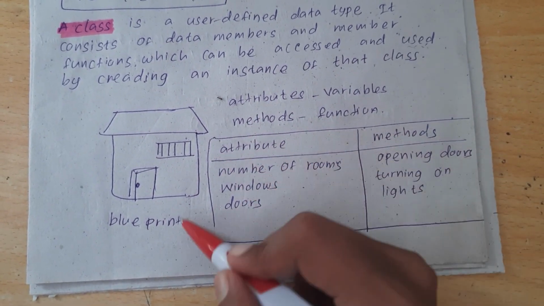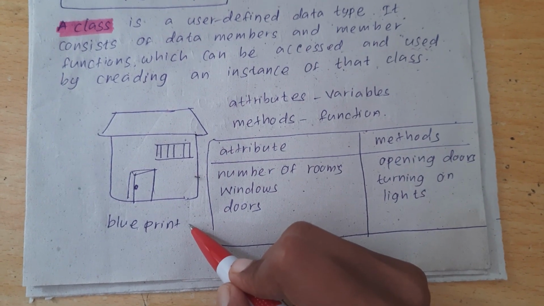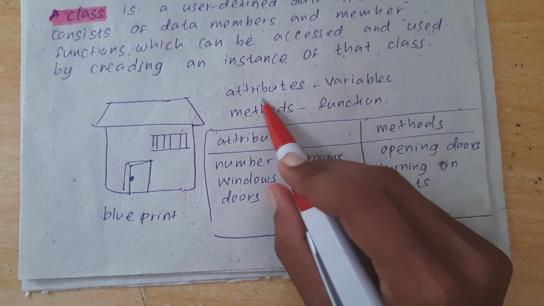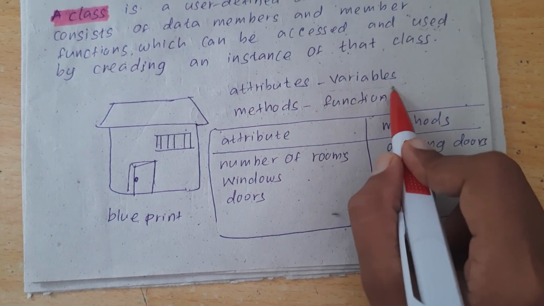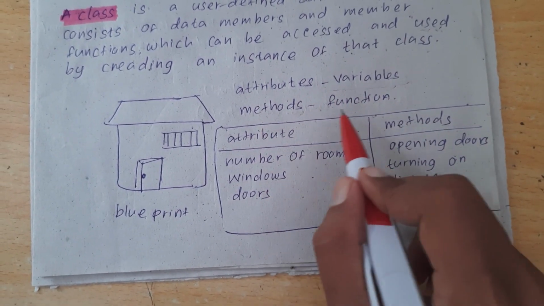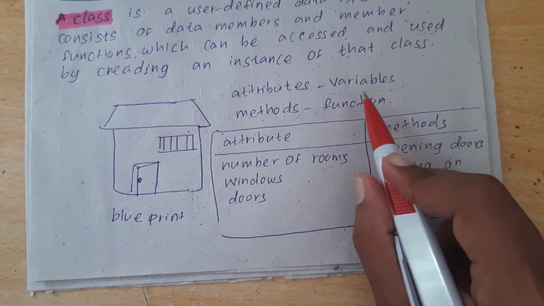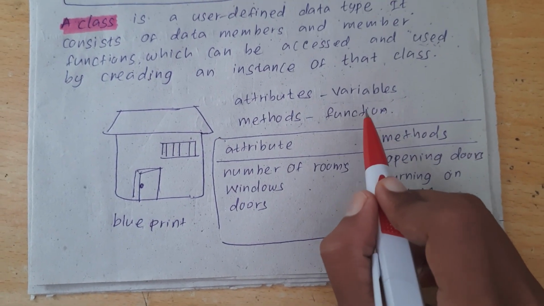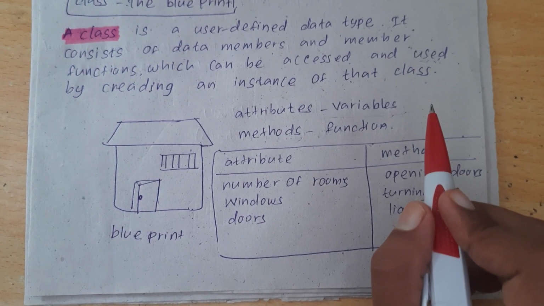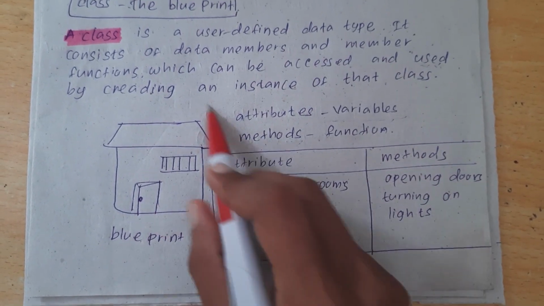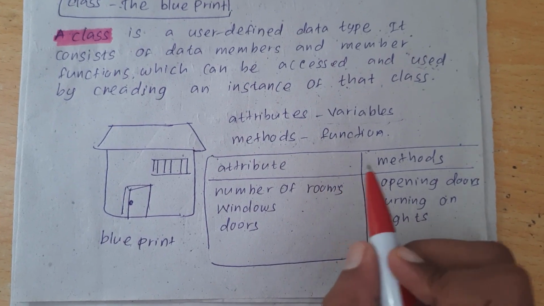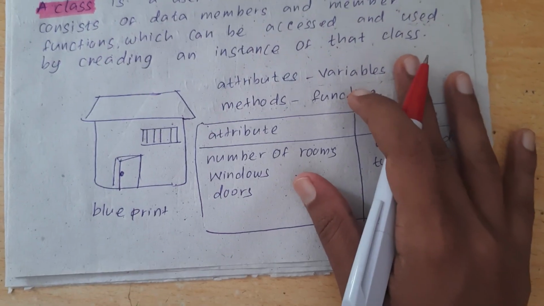Just as a blueprint defines the structure and properties of a building, a class defines the attributes and methods, like functions, that objects of that class will possess. In other words, a class is a template. A class is a template for creating objects with similar characteristics and behaviors.